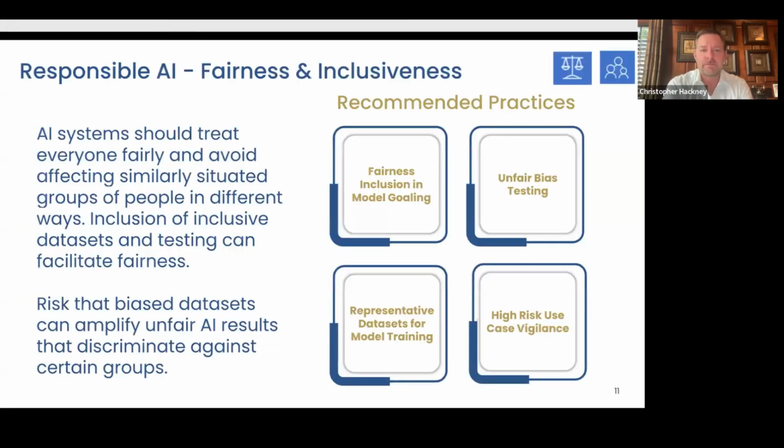So let's talk about each of these subjects. First, we're going to talk about fairness and inclusiveness because these principles go hand in hand. The edict of fairness and inclusiveness is straightforward. AI systems should treat everyone fairly and avoid affecting similarly situated groups of people in different ways. Particularly important to this is the inclusion of inclusive data sets and testing to ensure and facilitate fairness.